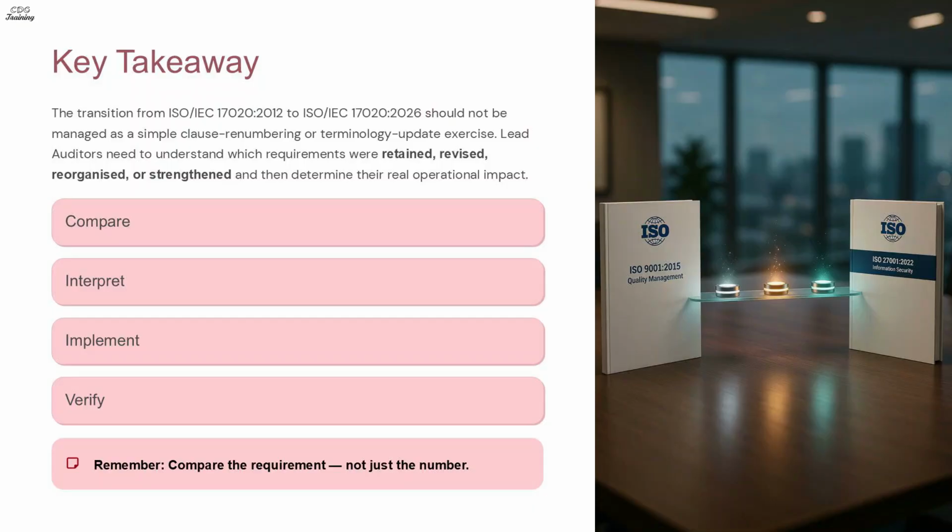The transition from ISO IEC 17020:2012 to ISO IEC 17020:2026 should not be managed as a simple clause renumbering or terminology update exercise. Lead auditors need to understand which requirements were retained, revised, reorganized, or strengthened and then determine their real operational impact.